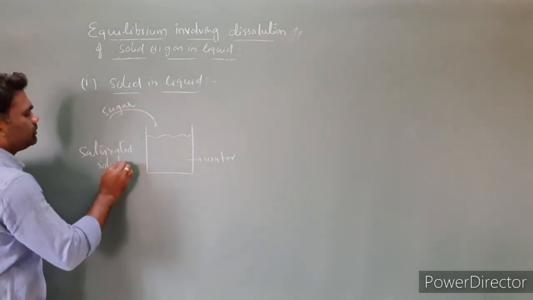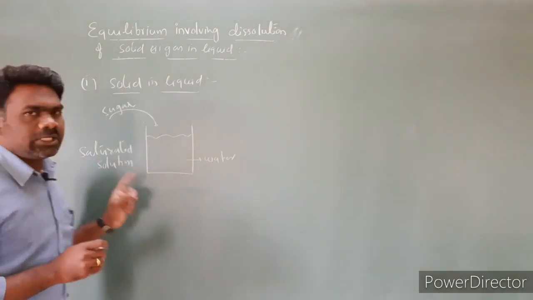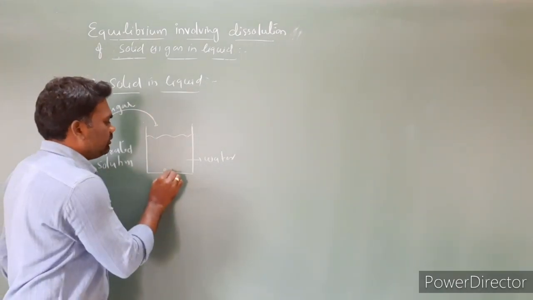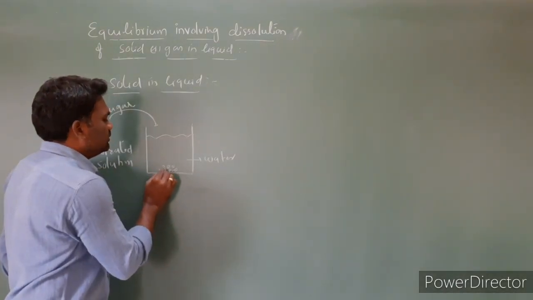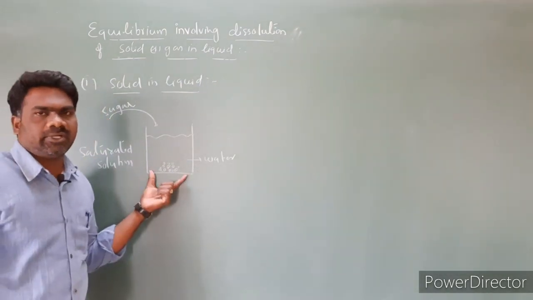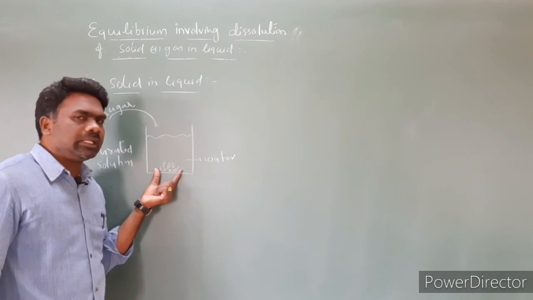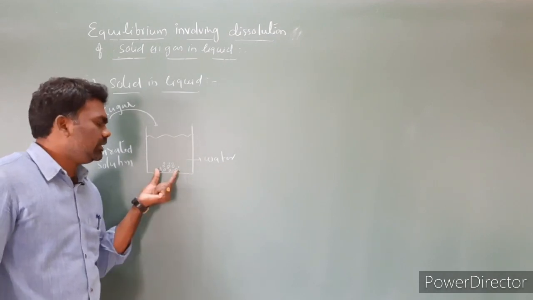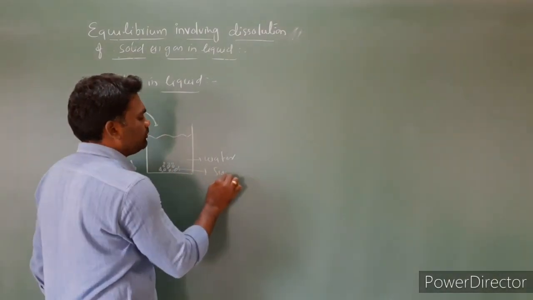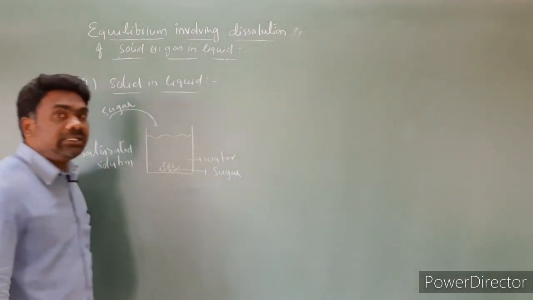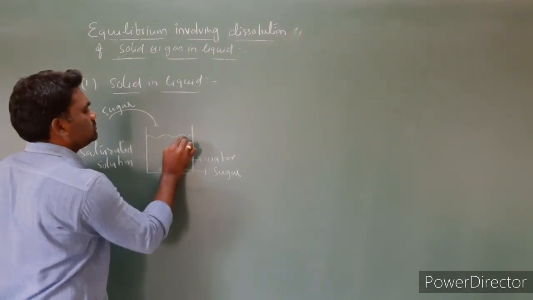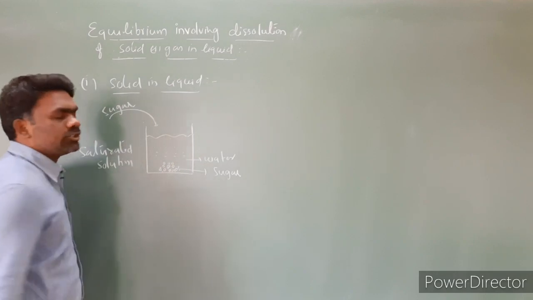In the saturated state, whenever solute is added, that solute cannot be dissolved. It will settle at the bottom of the container. In the saturated state, no more solute can be dissolved in the solvent. This is undissolved sugar, and some sugar molecules are dissolved in the water. These are the molecules dissolved in the water.